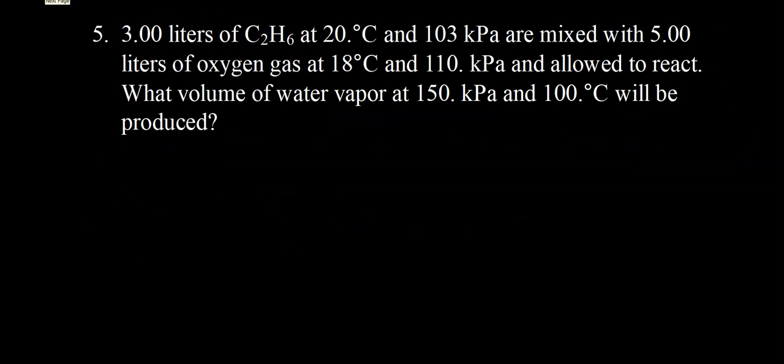All right, one more. 3.00 liters of ethane gas, C2H6, at 20 degrees Celsius and 103 kilopascals are mixed with 5.00 liters of oxygen gas at 18 degrees Celsius and 110 kilopascals and allowed to react. So this is a combustion reaction. What volume of water vapor at 150 kilopascals and 100 degrees Celsius will be produced? So notice something. Let's start off with our balanced equation for the reaction.